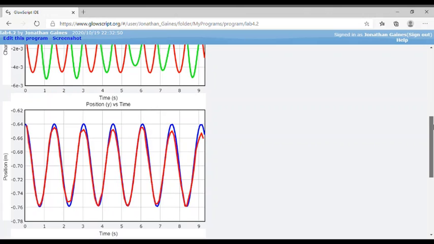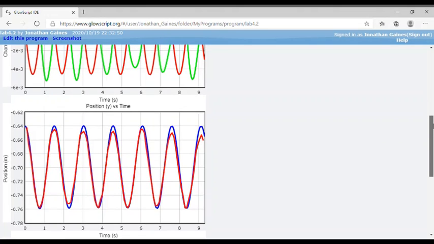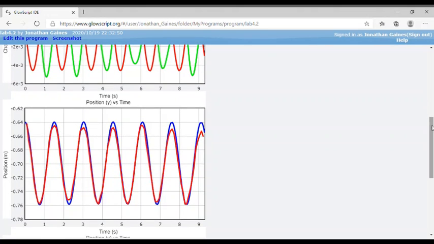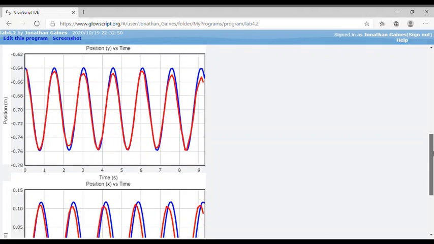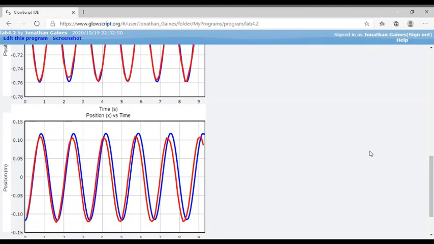Further down I have the position versus time graph for the Y component. The red line is the actual position versus time, and the blue is the model. Down here we have the X component with the same graph, and as you can see, this one is a little further off than the Y component.